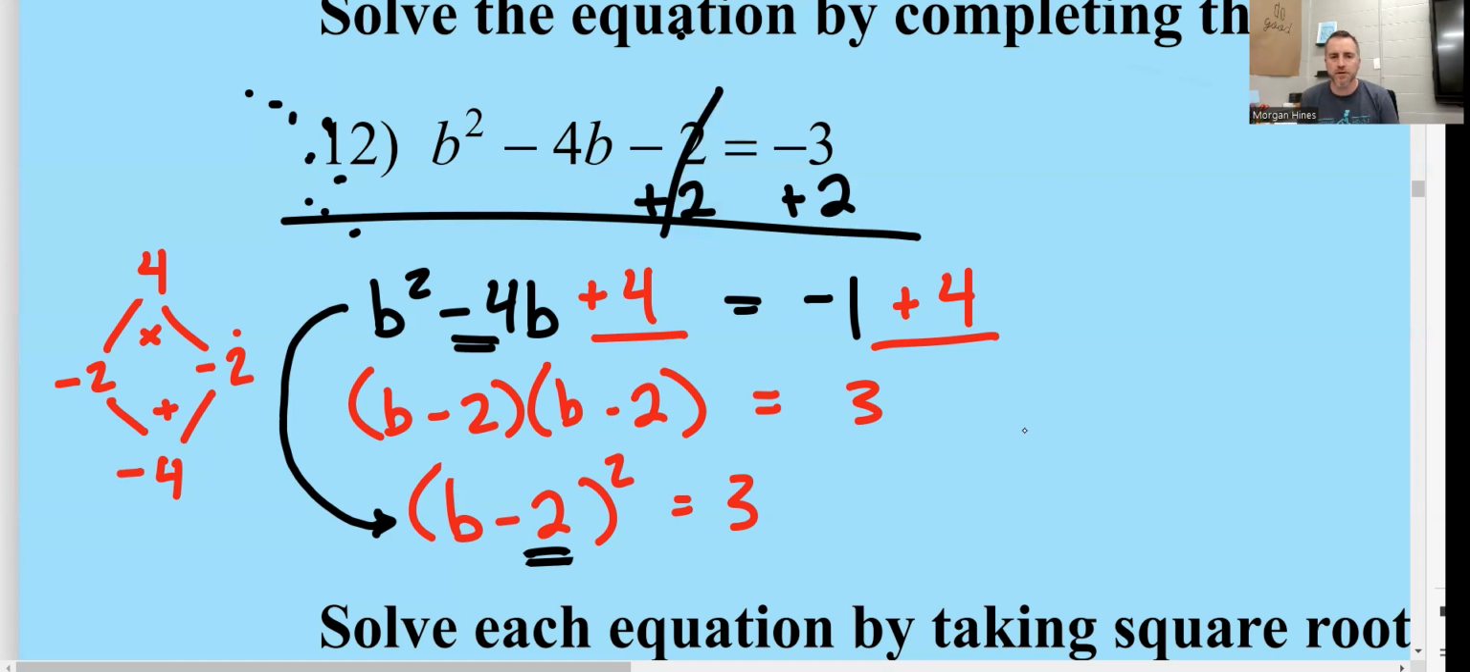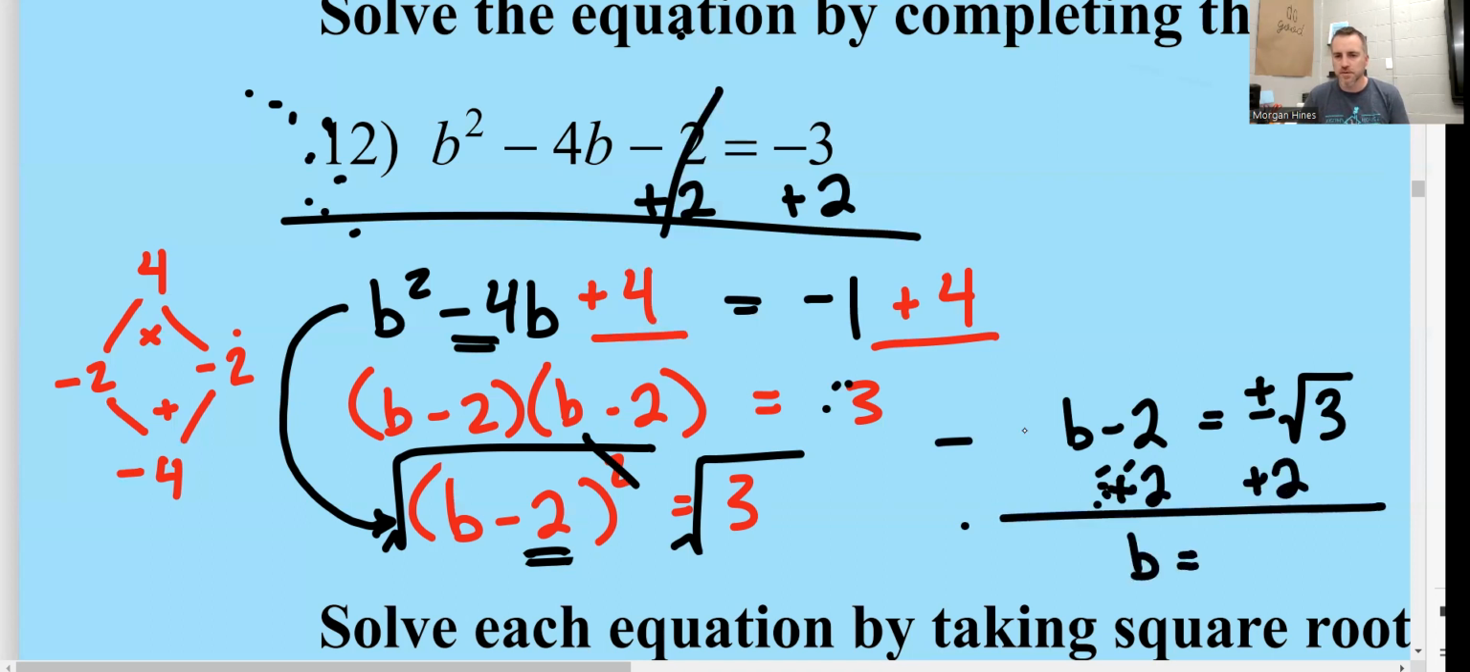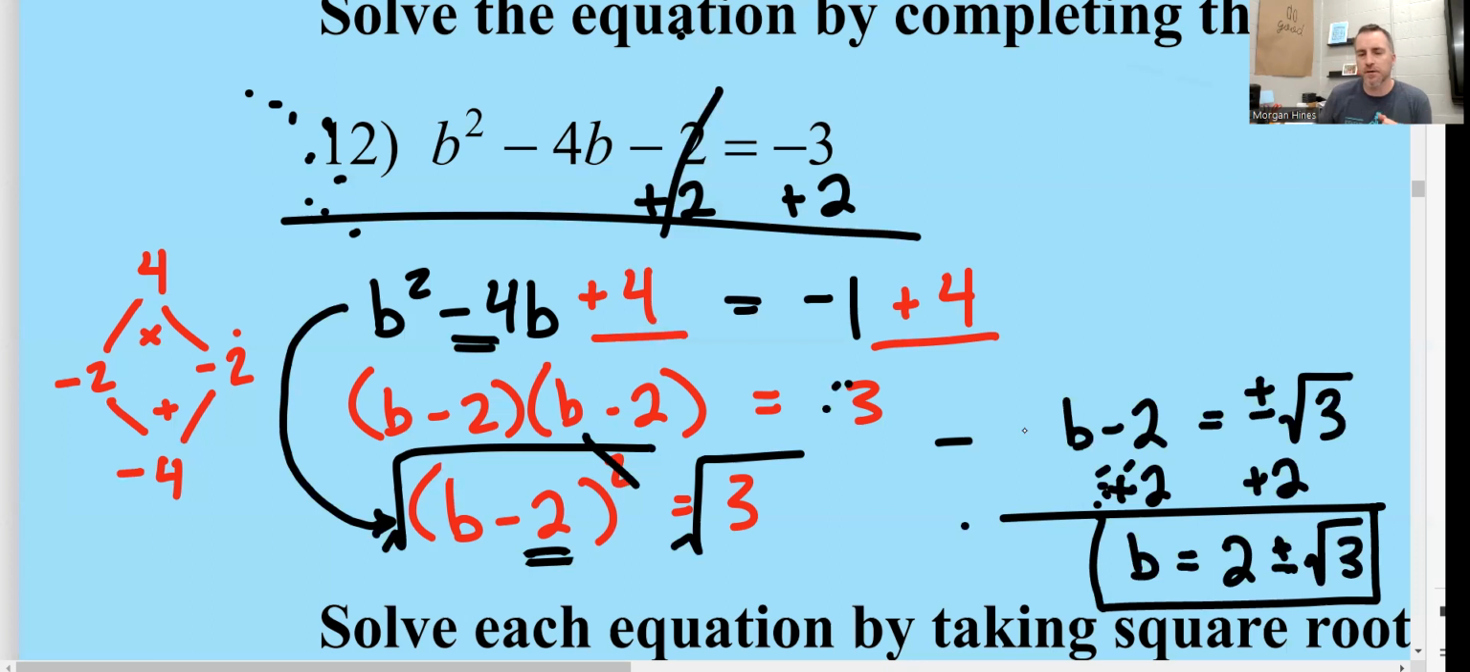And then once you've got that, you can take the square root of both sides, which is why we do that in the first place, because it cancels out the square and leaves you with b minus 2 is equal to plus or minus the square root of 3. Remember, in the quadratic formula, -b plus or minus the square root. And so we've got the plus or minus part. Now we're going to add 2 to both sides. Sorry, my writing utensil is causing me some problems here. 2 plus or minus the square root of 3. And now we have completed the square.